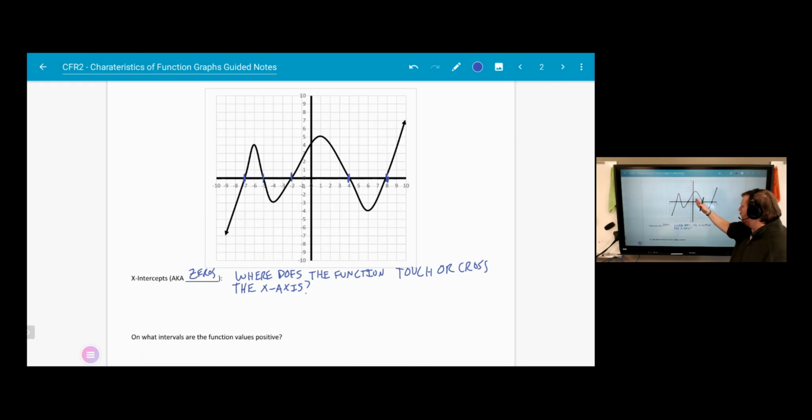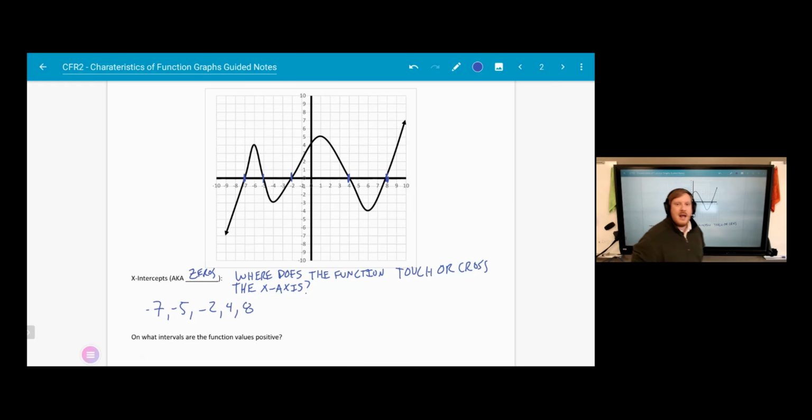In this case, we have 1, 2, 3, 4, 5 x-intercepts, and these are -7, -5, -2, 4, and 8. Notice how I'm not putting parentheses around these. These are not coordinate points, and these are not intervals. I'm just making a list of these things. If you're writing a coordinate point or an interval, the parentheses are very, very important. Here, it's just a list.